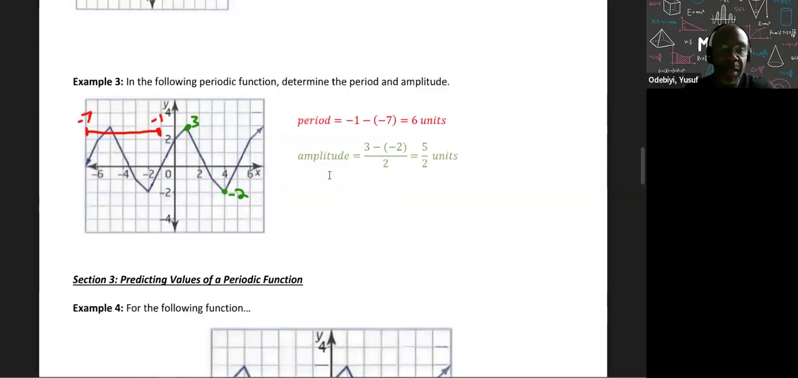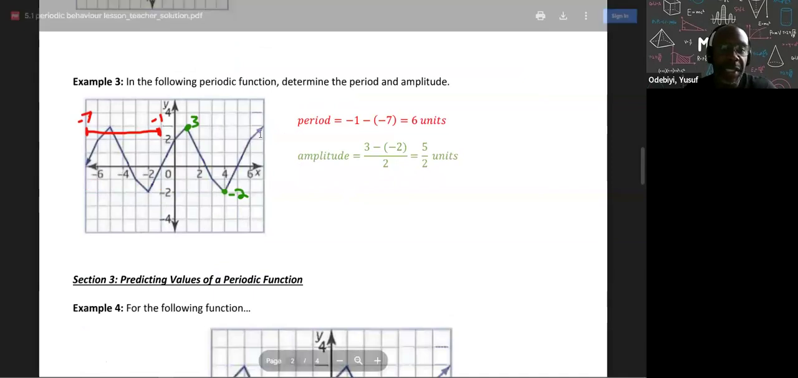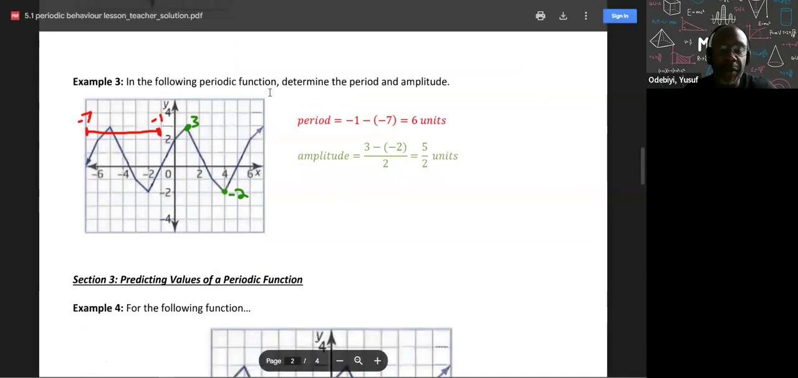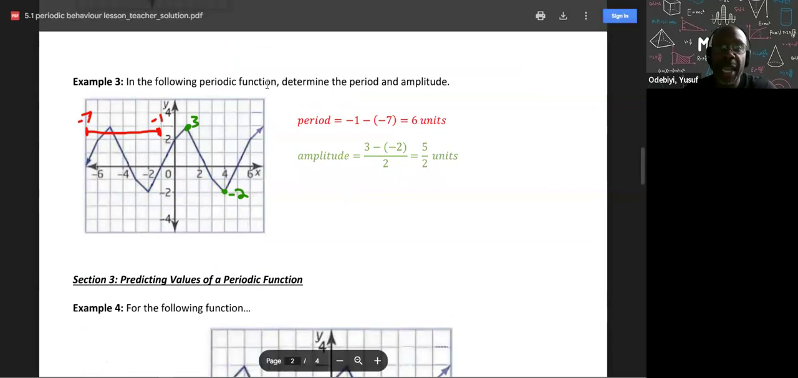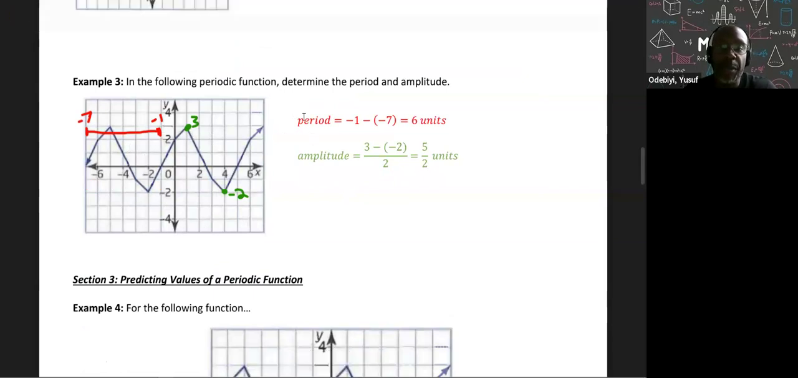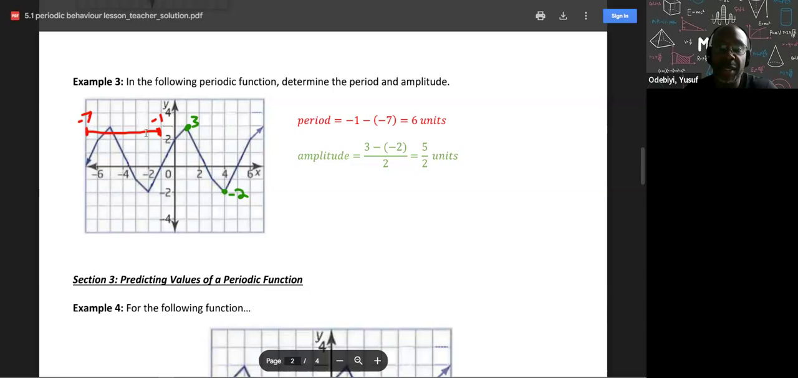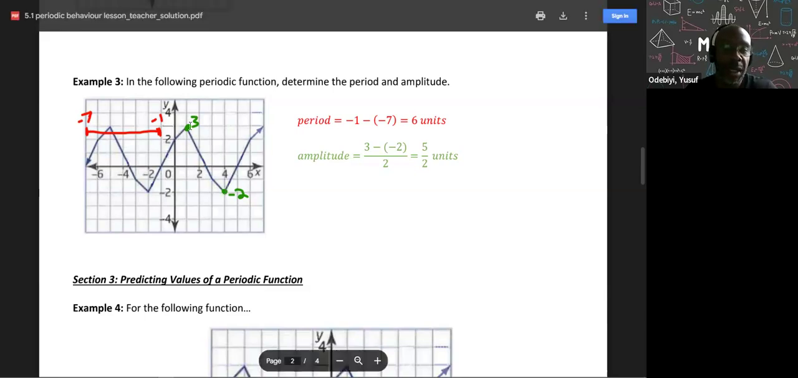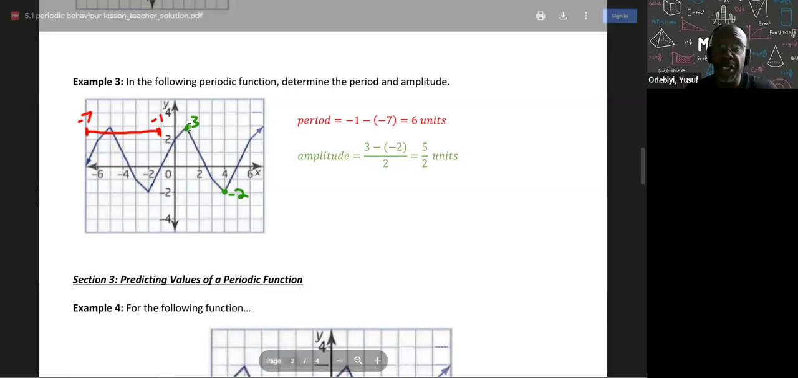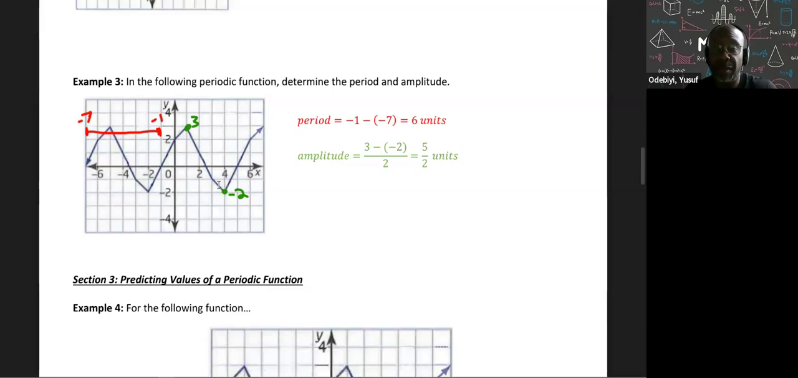Now when I go into the next question here, the example says: for the following periodic function, determine the period and amplitude. So now I have to find the period and amplitude. The period is the length of the cycle. The amplitude is the distance from the max to the midpoint, or the min to the midpoint, or just the difference between the max and min divided by 2. Okay.